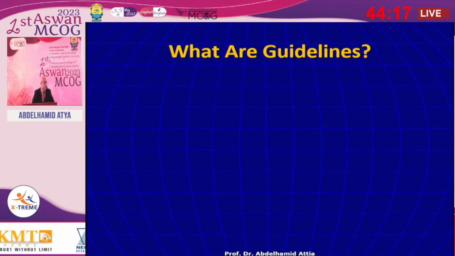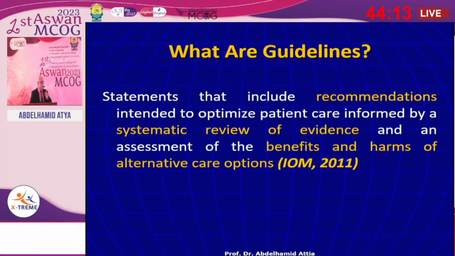Let's start from the scratch, as they say. What are the guidelines? Guidelines are defined as statements that include recommendations intended to optimize patient care. These recommendations are informed by systematic review of evidence and assessment of the benefits and the harms of alternative care options.